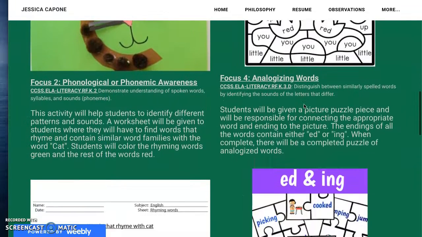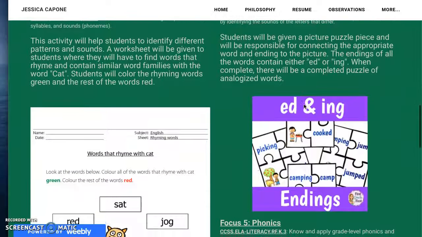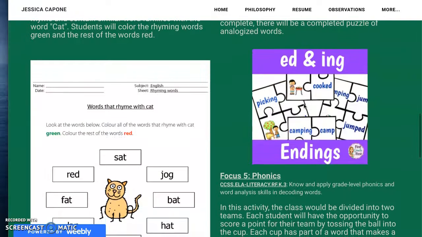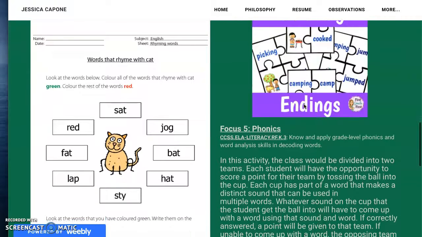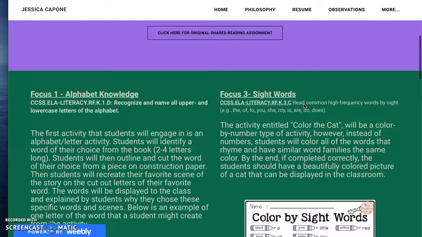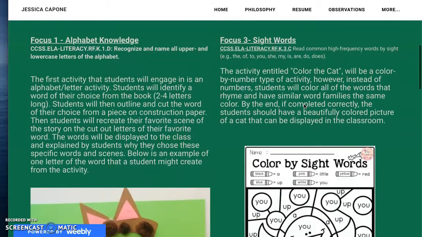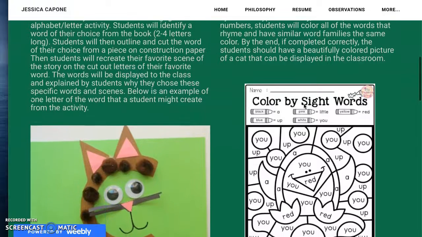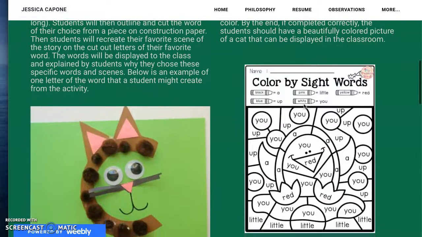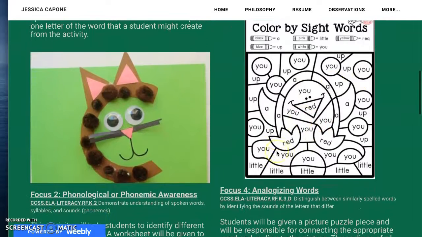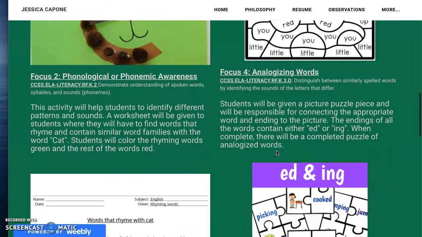Focus 2 includes phonological awareness, where this activity will help students identify similar patterns and sounds in the words by coloring similar words green and the rest of the words red. Focus 3 includes sight words, where students will color appropriate sight words the color that correlates with the word found at the top of the page, revealing a picture of Spook the Cat from the story. I know this isn't Spook the Cat, but it's just an example of what it would look like.